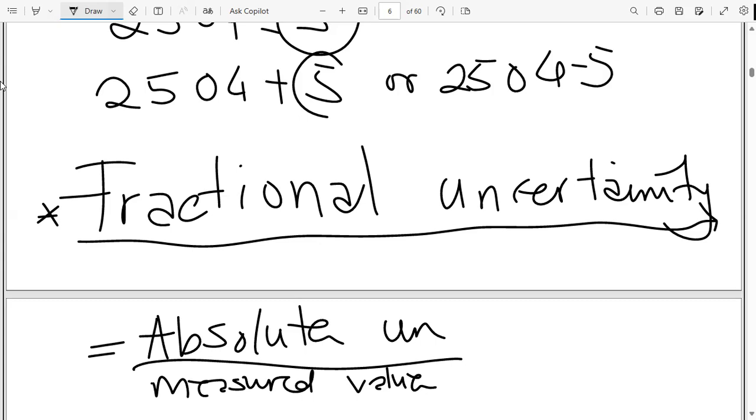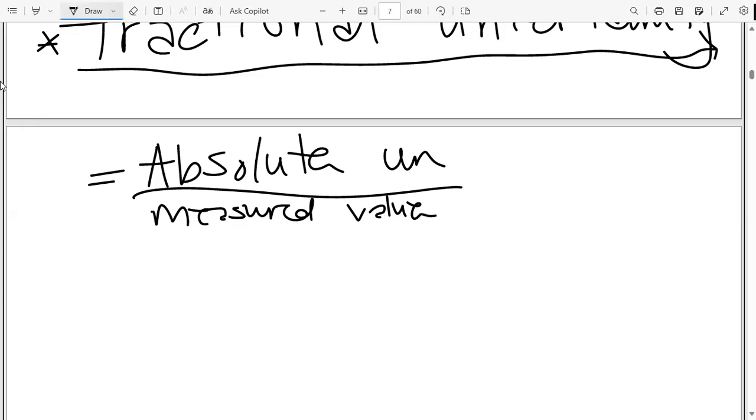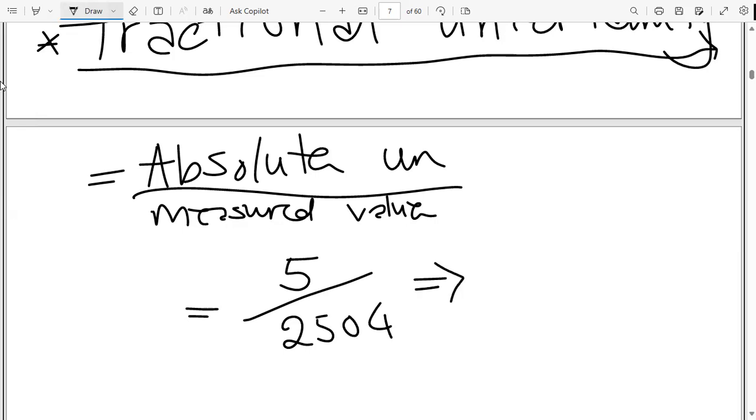In the example I gave of 2504 plus or minus 5, our fractional uncertainty, also known as relative uncertainty, is going to be equal to what? The absolute uncertainty, which is the actual number 5, divided by the measured value. What's the measured value in this case? It is 2504. This gives us our relative or fractional uncertainty.